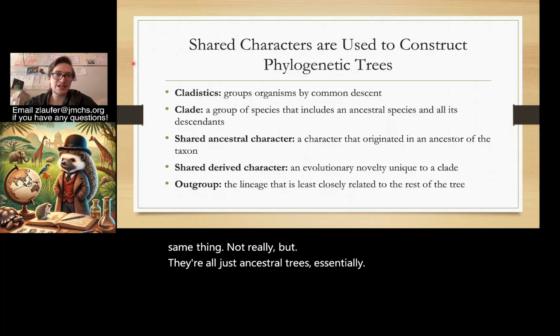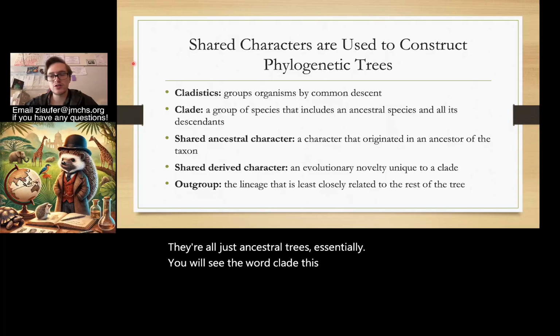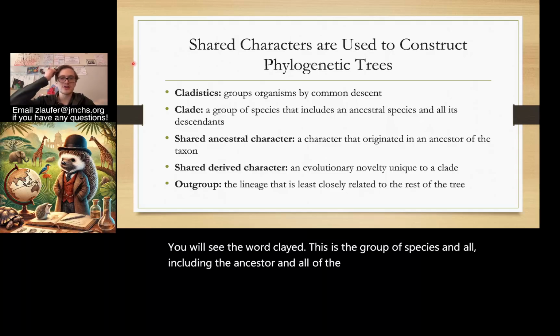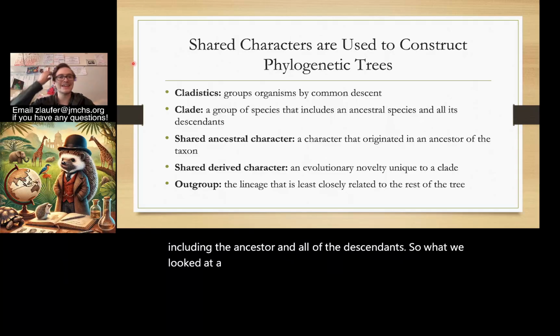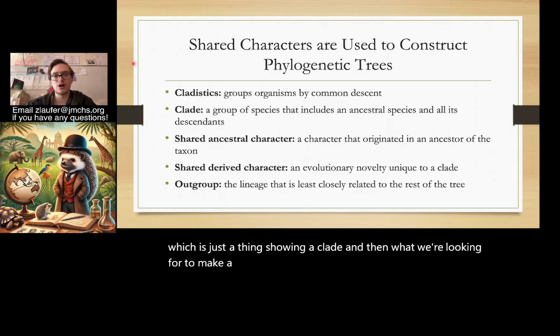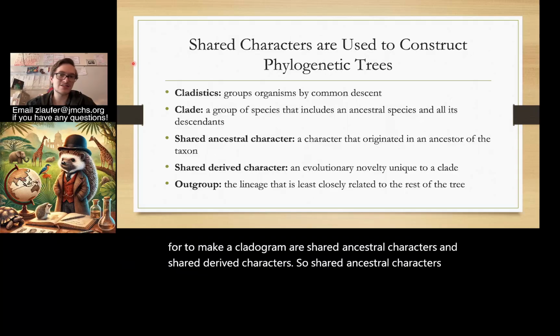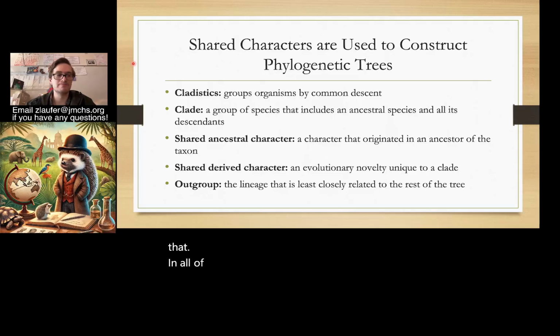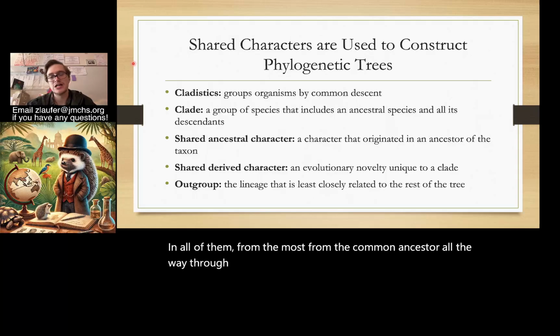You will see the word clade. This is the group of species including the ancestor and all of the descendants. So what we looked at a couple slides back would have been a cladogram, which is just a thing showing a clade. And then what we're looking for to make a cladogram are shared ancestral characters and shared derived characters. So shared ancestral characters are traits that exist in all of them, from the common ancestor all the way through each taxon.